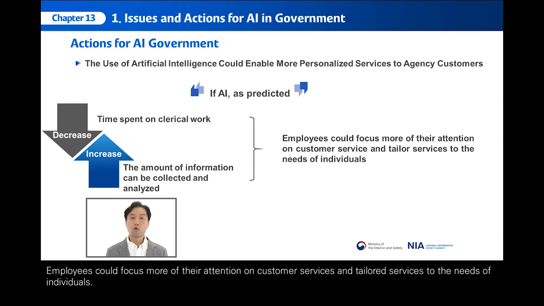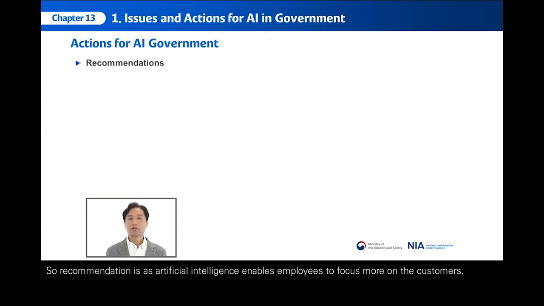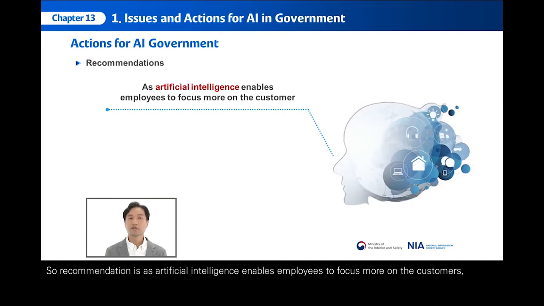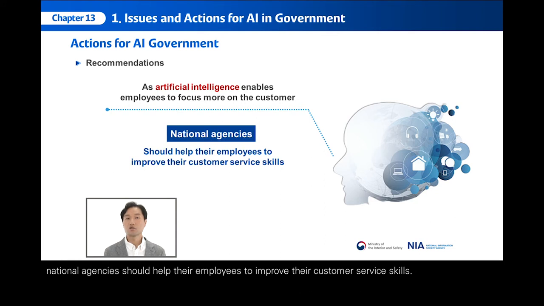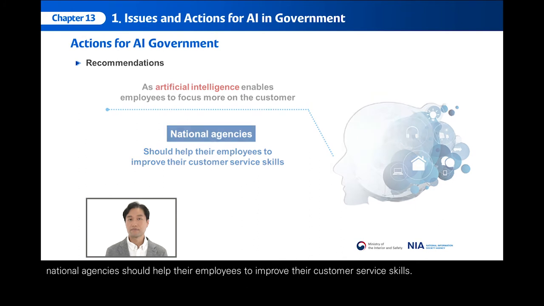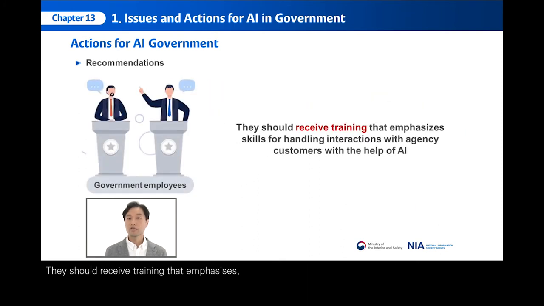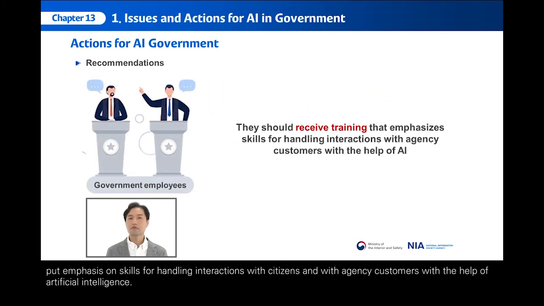Employees could focus more of their attention on customer services and tailor the services to the needs of individuals. So the recommendation is, as artificial intelligence enables employees to focus more on the customers, national agencies should help their employees improve their customer service skills. They should receive training that puts emphasis on skills for handling interactions with citizens and with agency customers with the help of artificial intelligence.